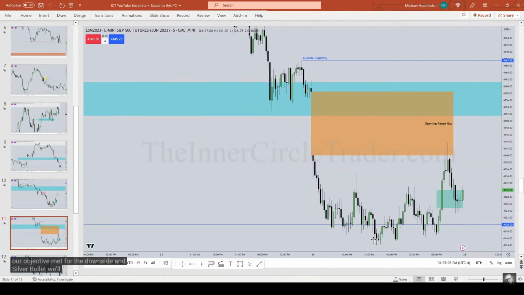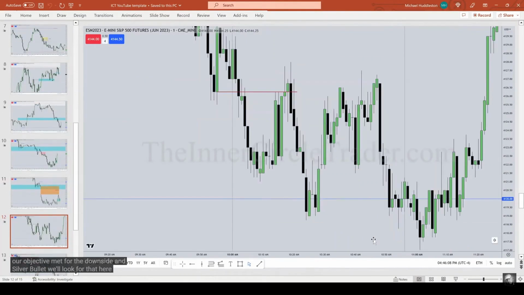And silver bullet, we'll look for that here inside of the 1-minute chart. Okay, we have an up close candle here, which is a bearish order block after it's been broken. So a shift and change in the state of delivery. The market trades back up into that here during the 10 to 11 o'clock window. So for a 1-minute chart, you might look at this and say, well, I don't really see a fair value gap there, Michael.